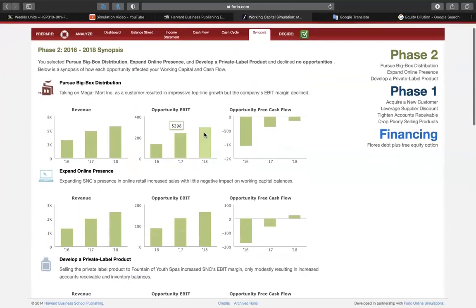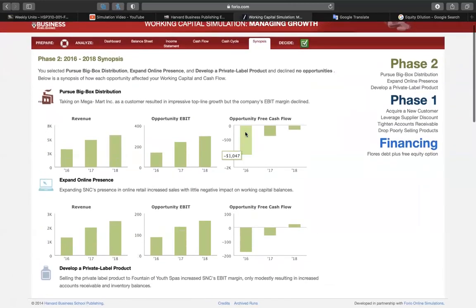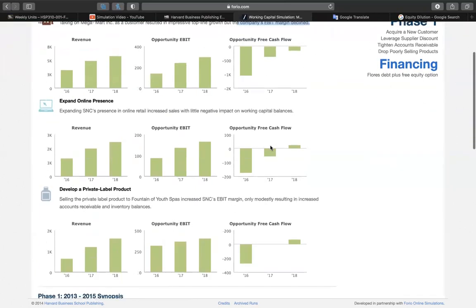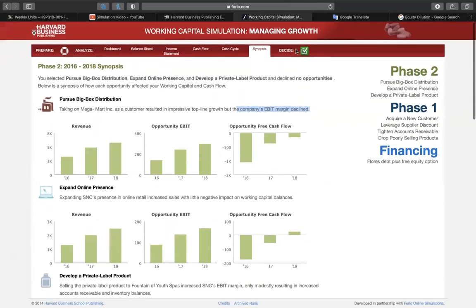It's phase 2, right? So in here, this is why it decreased, also the big bot distribution. It impressed with top 5 growth, but the company EBIT margin declined. So it has been a problem here. But again, in this phase, we did good, and we move on to the next one.